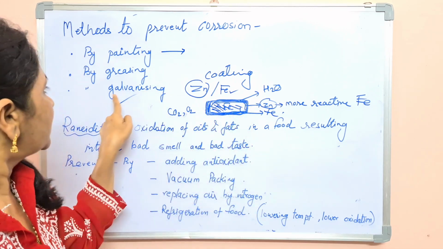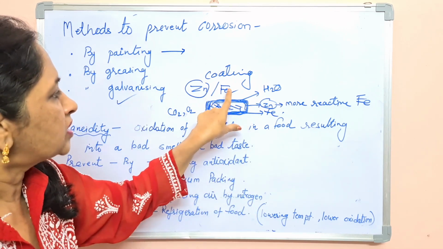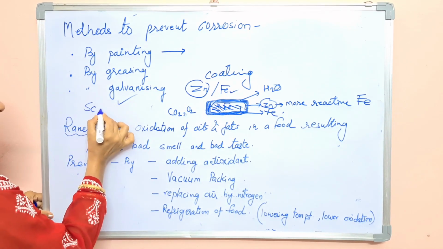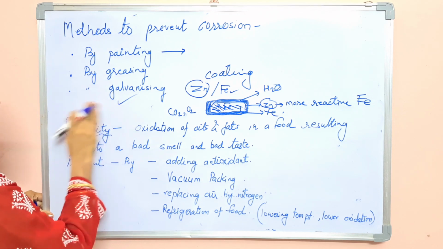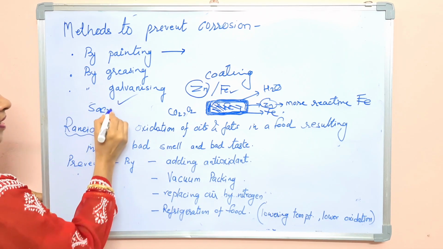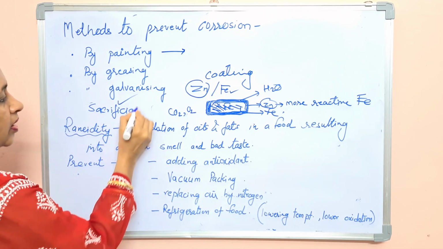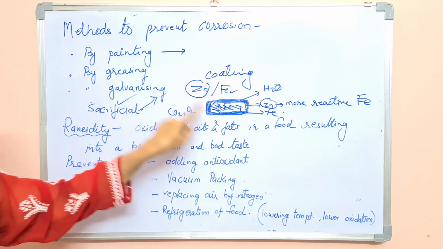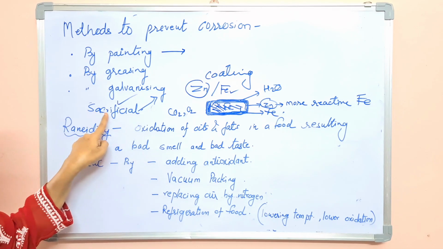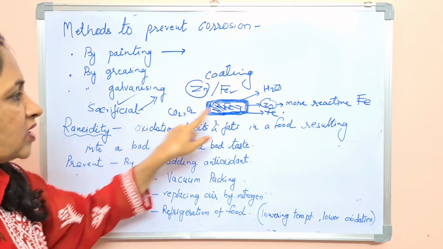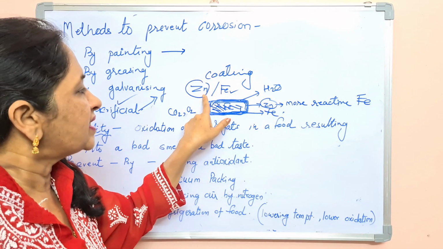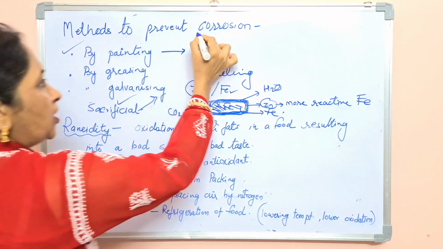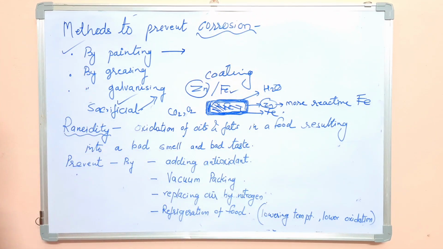So that is why this galvanization, as the coating of zinc on the surface of the iron, is also called the sacrificial method to prevent the corrosion, in which the zinc sacrifices itself for iron. So this is all about the corrosion. I think it's clear to all of you.